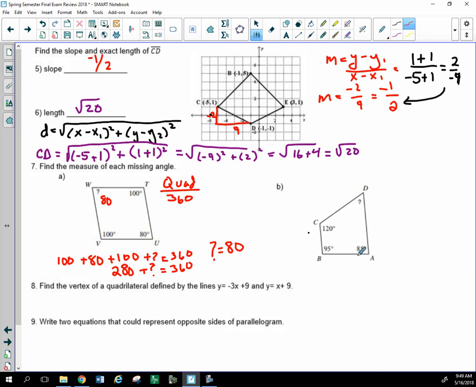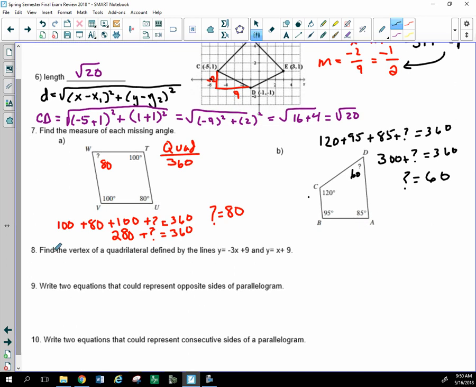Now, this shape isn't a parallelogram, so I have to remember that a quadrilateral is 360, and I'm going to do the same thing I just did over here. I'm going to add up all the angles: 120 plus 95 plus 85 plus the question mark has to equal 360 degrees. It works for quadrilaterals, so if I add up all of these angles, I get 300 plus the question mark equals 360. If I subtract 300 across the equal sign, you can see that the question mark is 60 degrees, so that would be 60 degrees up there.